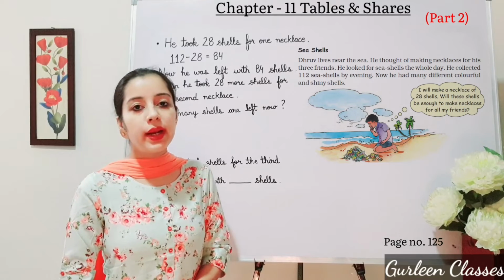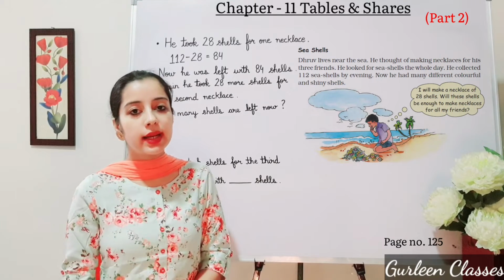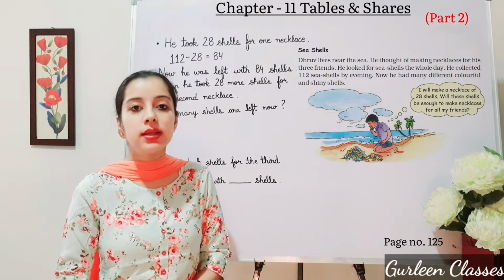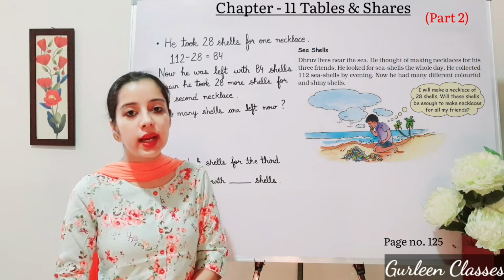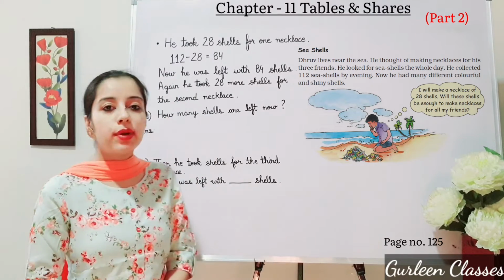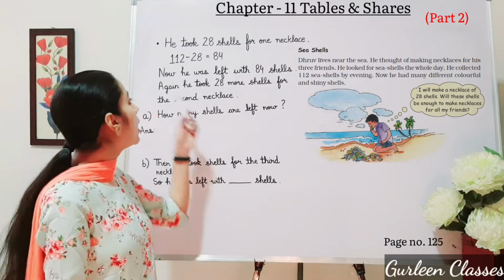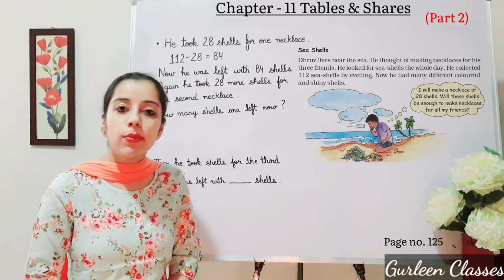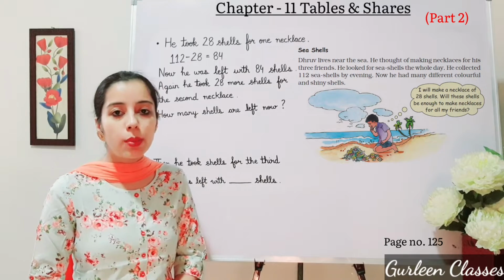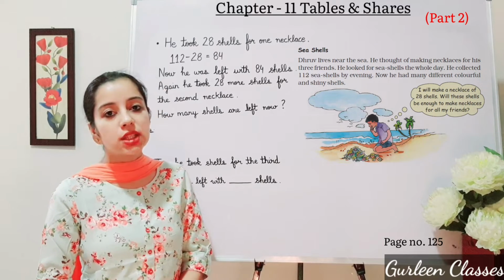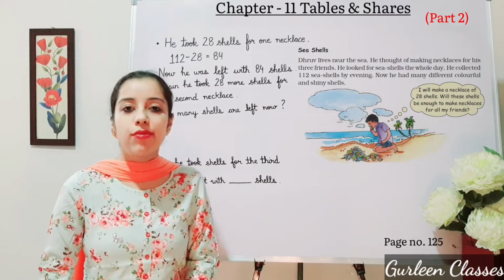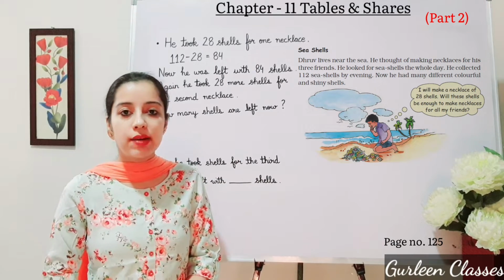So Dhruv took 28 shells for one necklace. And total seashells he collected were 112. So 112 minus 28 is equal to 84. So now he was left with 84 shells. Again he took 28 more shells for the second necklace. Again he took 28 shells for making necklace. How many shells are left now?